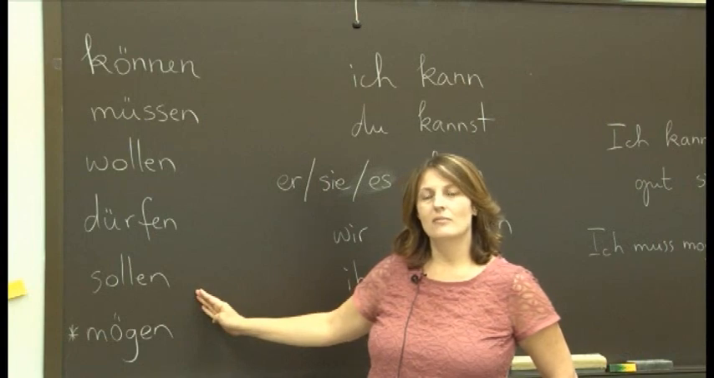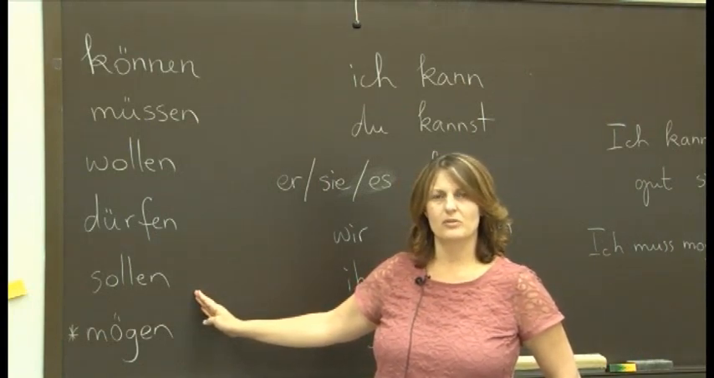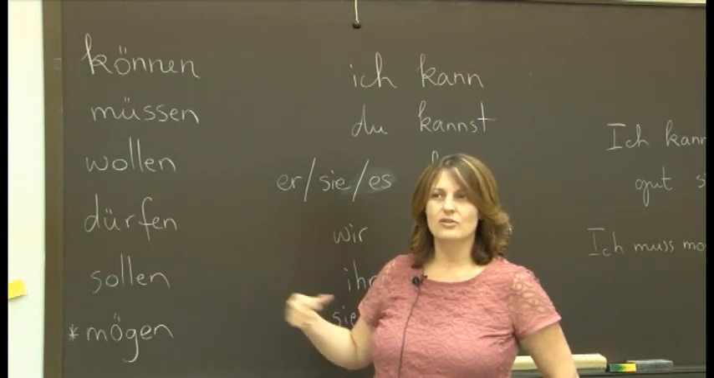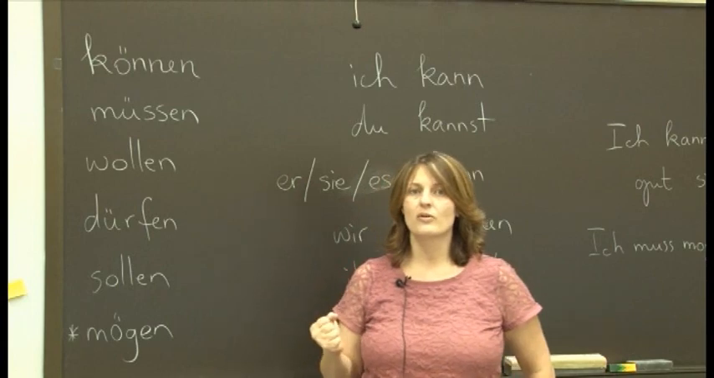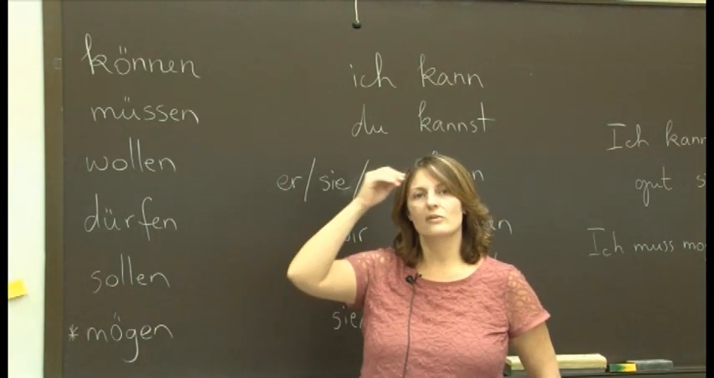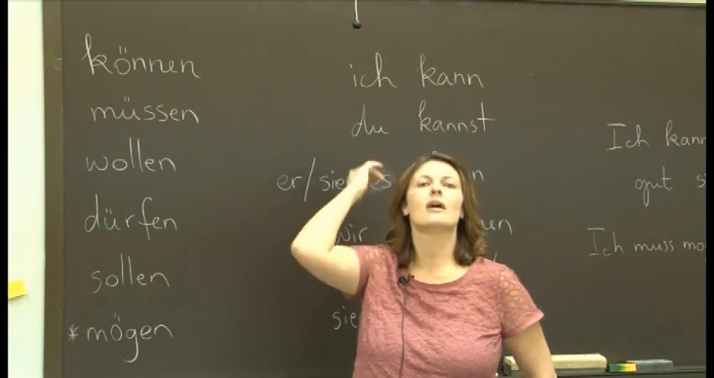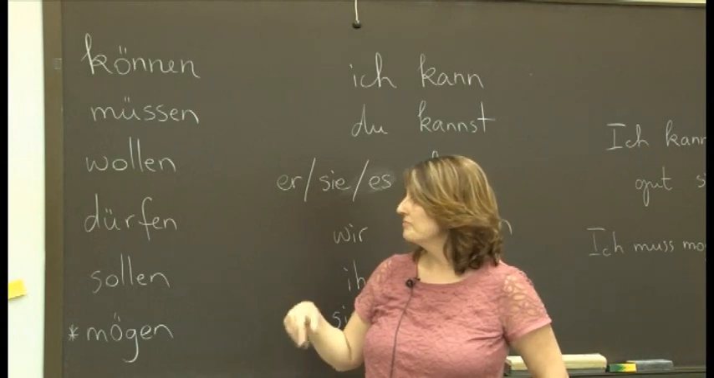Then we have sollen. Your book says sollen means should. It's actually closer to be supposed to. And what's the difference? Well, I should can be something that I say to myself. Oh, I should do this. But I'm supposed to. There's an expectation on somebody else's part. Like I'm supposed to go to the doctor's office today. I have an appointment. Somebody's expecting me. No? That's slightly different, but okay.